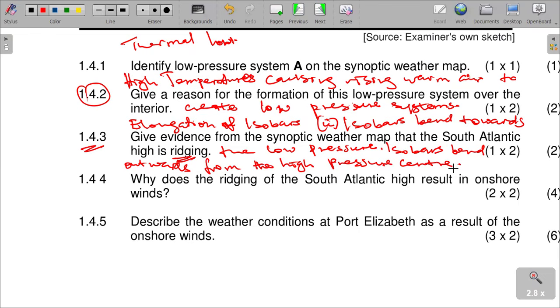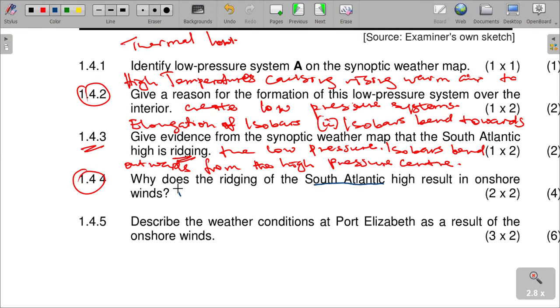Let's quickly go to question 1.4.4. Why does the region of the South Atlantic High result in onshore winds? It is actually because of the anticyclonic circulation. These are the reasons that normally cause that.